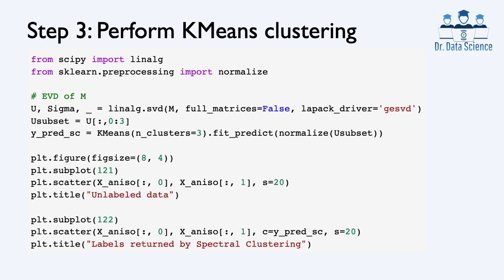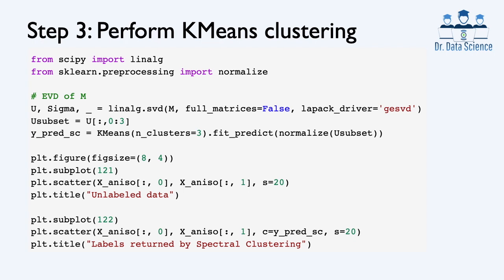It is also common to normalize each row of that subset that we found. So for that, you can always use the scikit-learn preprocessing module, which has this built-in function normalize that will do that for you. So that's why we have this normalized U subset. This will make sure that each row of the matrix U is normalized to be 1. And now by applying K-means clustering to these n rows of the matrix U, we get these predicted labels as a result of spectral clustering.